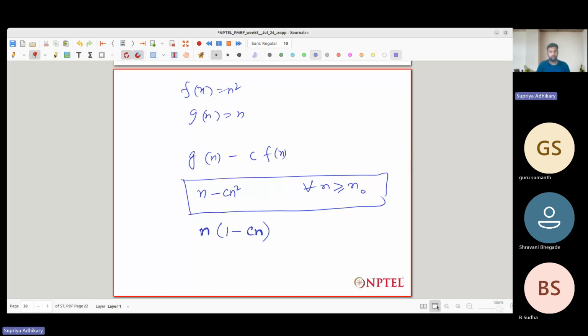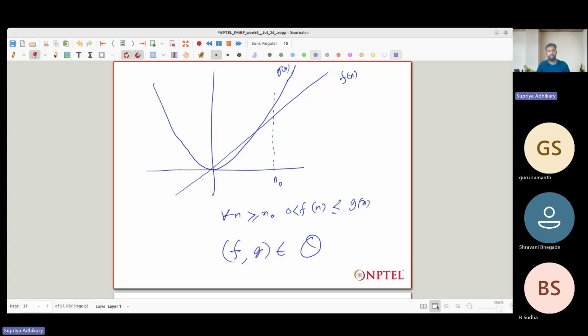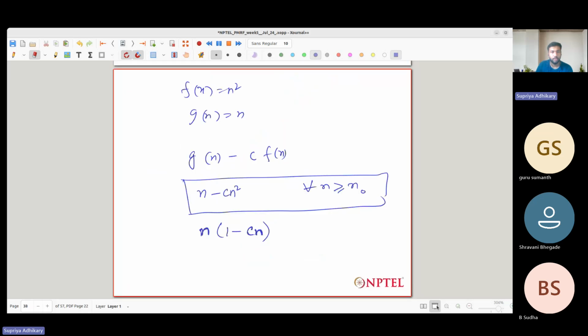Basically, over here, f(n) is less than g(n), that's true. But g(n) cannot be less than f(n). So we will need to show that this is not possible.